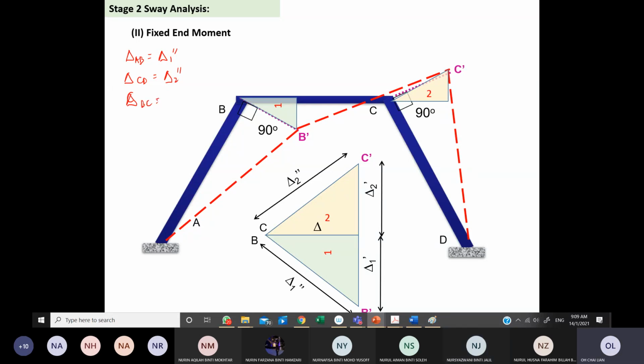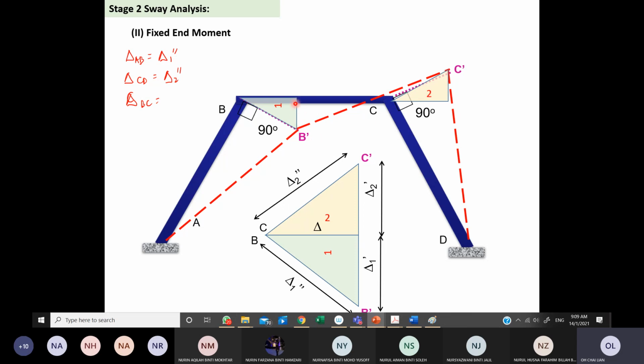BC. Okay, we are talking about perpendicular to the member. If you look at the delta, it is this one, right? Delta prime 1 and delta prime 2. Very good. Because B has deflected to B prime and C has deflected to C prime. So this is a new alignment of BC.